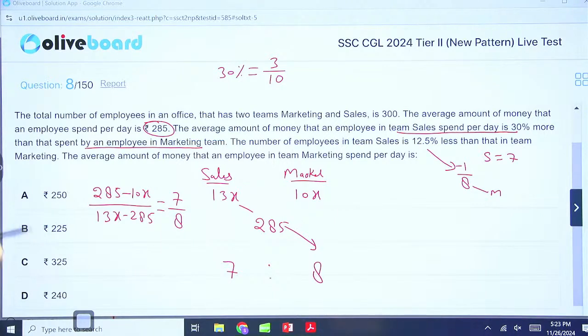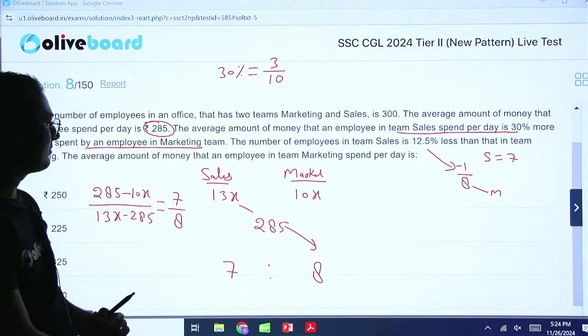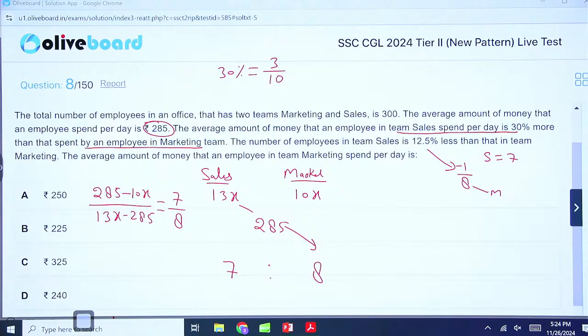Yes, what is the answer for this? Now tell me the value of the average amount of money an employee in the marketing team spent per day, right? Yes, please.